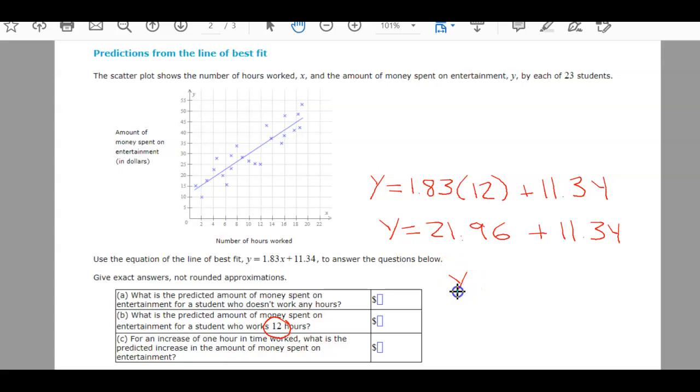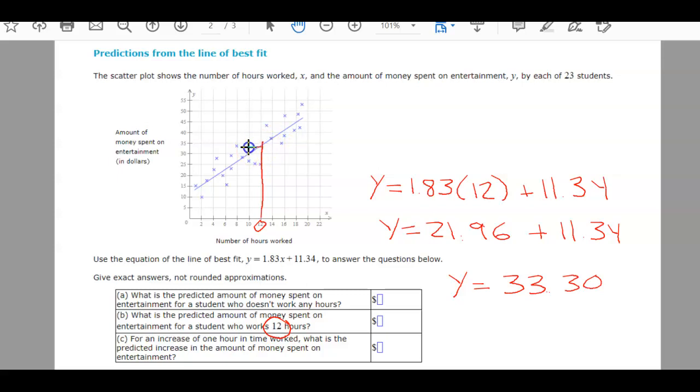And what we'll end up with then is 33.3. Let's go ahead and cross-check that. So we said 12 hours, so let's take this 12 hours right over here, and let's follow this 12 hours up to that point there, and then we'll come over.